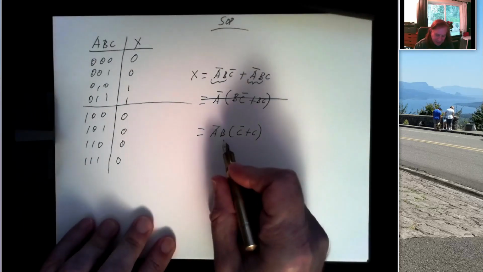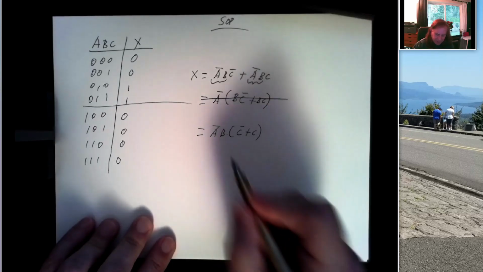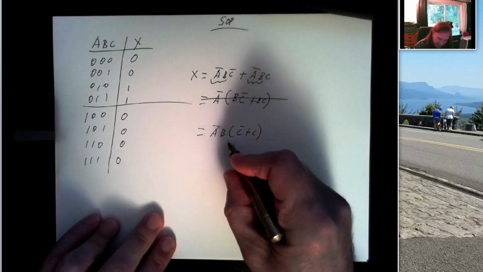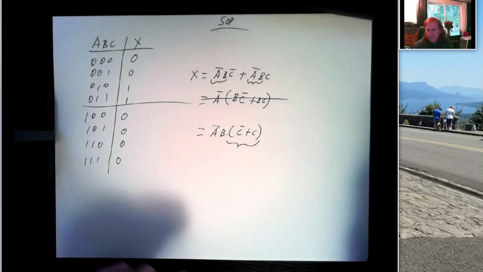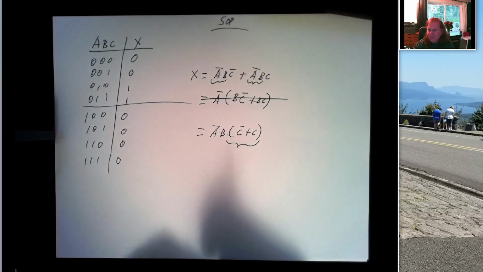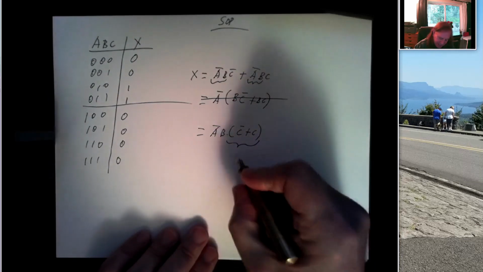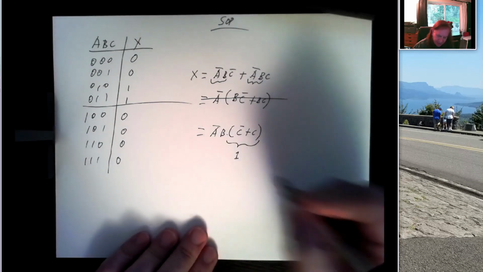So we can factor out the A bar B and write our equation for x like this, but this is a really interesting expression. C bar or C. If you think back, we had an identity saying that this is exactly equal to 1.